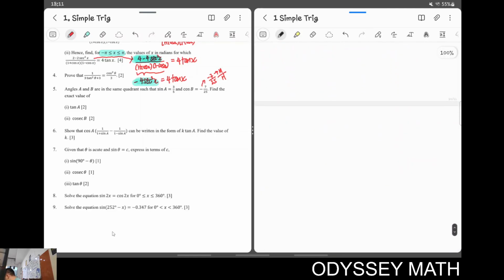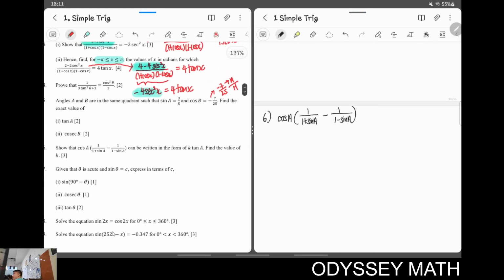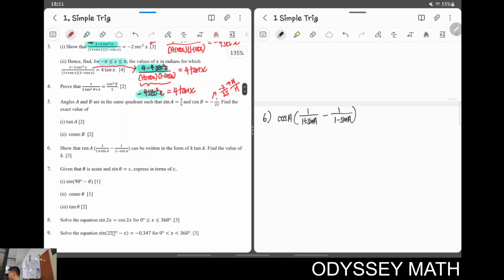Let's move to question number 6. Again, a proving trigo question. Show that cosine A bracket 1 over 1 plus sine A minus 1 over 1 minus sine A bracket can be written in the form of k times tangent A, and then find the value of k. So what we do here is, we leave the cosine A outside. Then we just combine these two fractions normally by making the denominator the same.